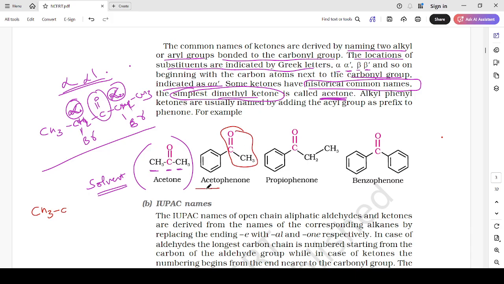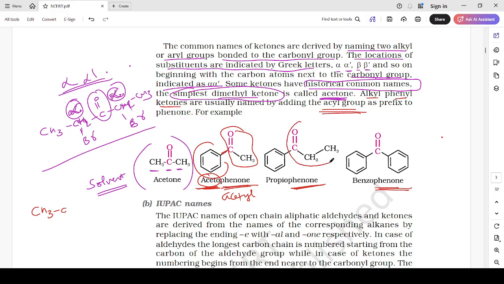CH3CO is called an acetyl group, isn't it? And the benzene is being attached with a ketone group. So they call it acetophenone. Alkyl phenyl ketones are usually named by adding the acyl group as the prefix to the phenone: acetophenone. Look at the next one. Again, you can see it is phenone. So whenever you have a ketonic unit that is attached to benzene, you end it up as phenone.